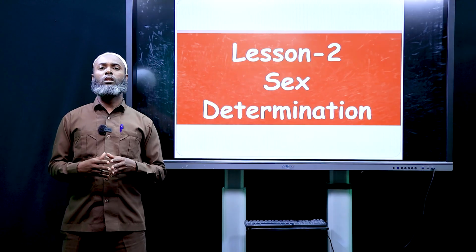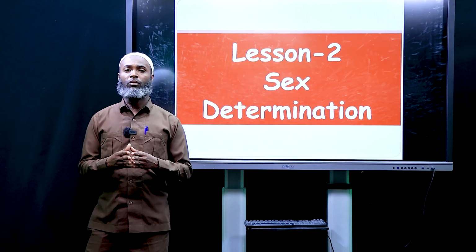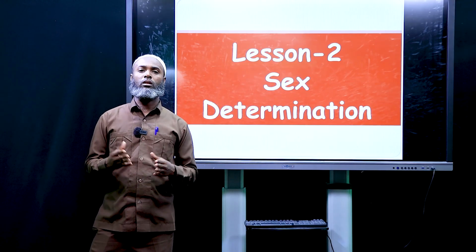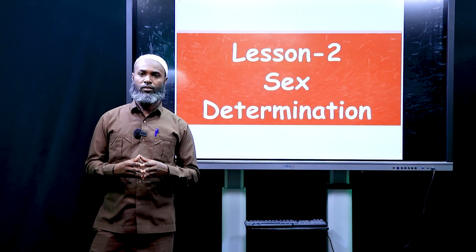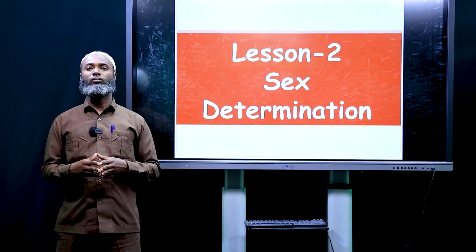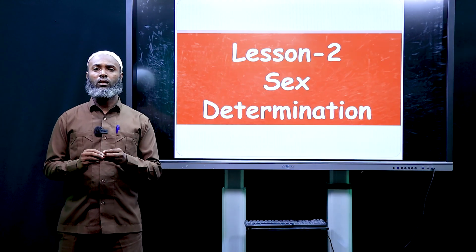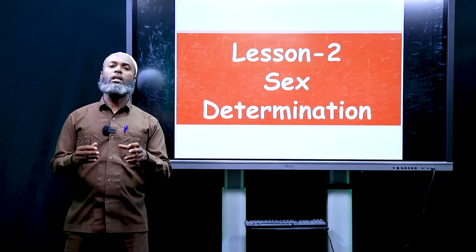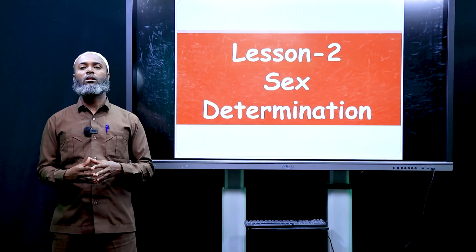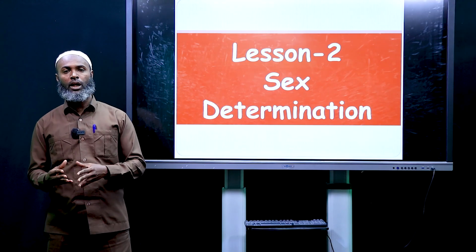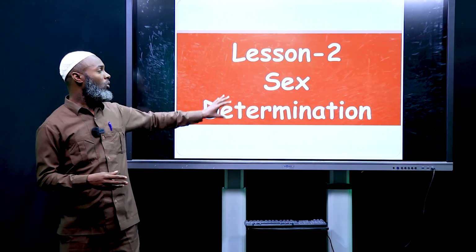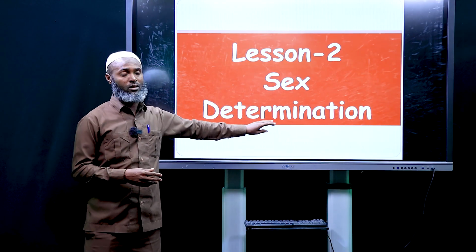Whereas the dihybrid cross is a cross that involves two traits simultaneously, at the same time. For example, seed color and seed shape could be taken at the same time, and this kind of genetic cross is known as the dihybrid cross. Today, we are going to see how sex is determined.